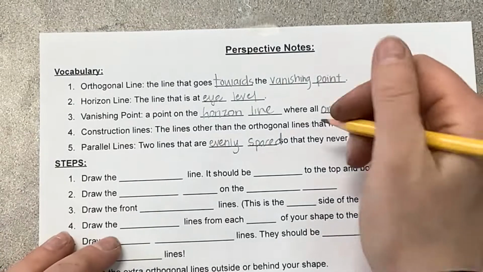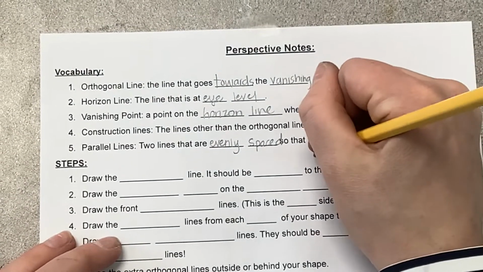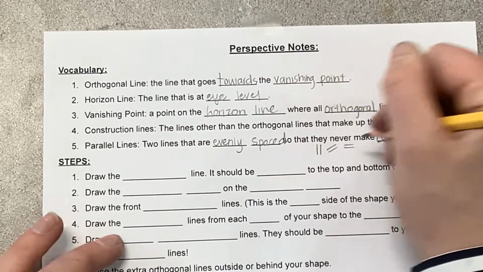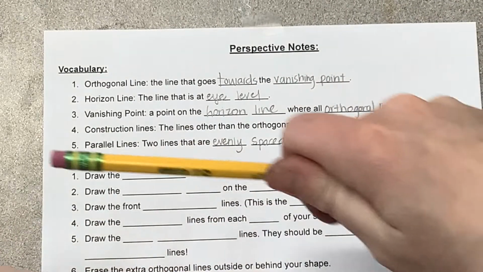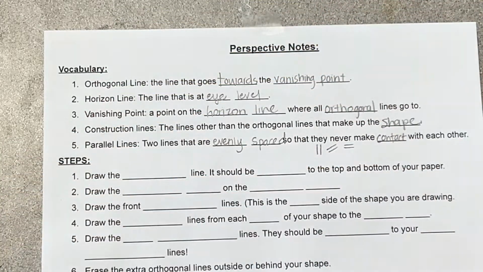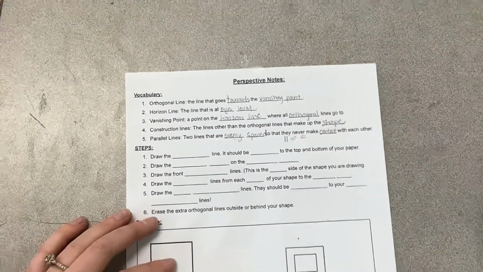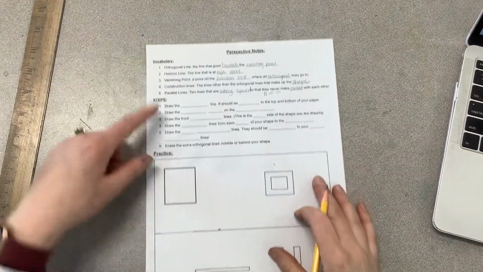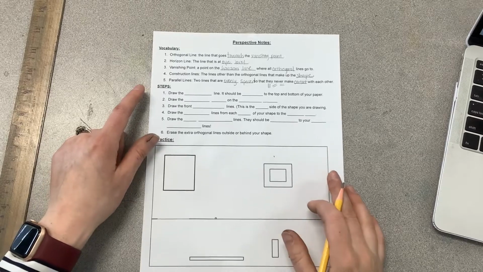So if you don't know what these are, let's draw a few examples at the bottom. Like you could have vertical parallel lines, diagonal, horizontal. They're just evenly spaced so that no matter how far they go, they're never going to touch. They're going to be always equal. Now what we're going to do is we're going to be working on this little practice together and filling in the steps at the same time.